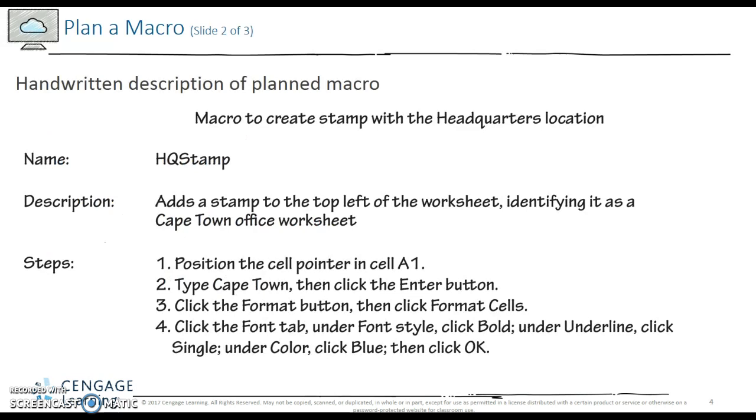Here's an example of planning a macro. This one is to create a stamp for this particular company's headquarters location. It has a name that is very descriptive, there's a description, and then these are the steps that are going to be taken.